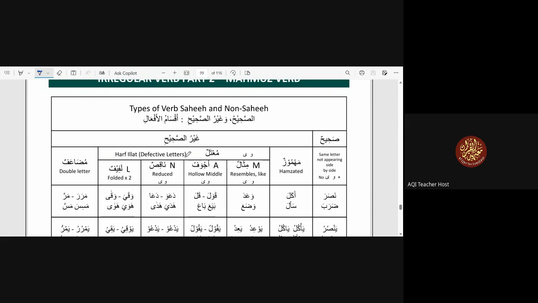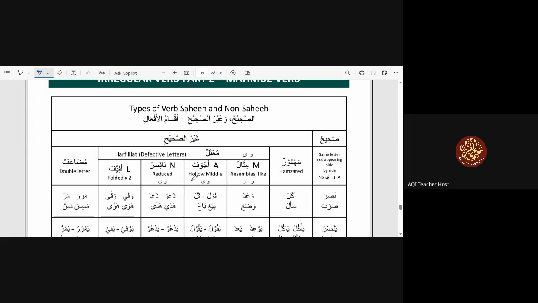Mu'tal is again categorized into four, which are mithal, ajwaf, naqis, and lafif. So mithal are those kinds of verbs where harf illat, or defective letters, waw and ya appear in the first radical. Then ajwaf, where waw and ya, these two harf illat or defective letters, appear in the second radical. And naqis, where waw or ya appear in the third radical.